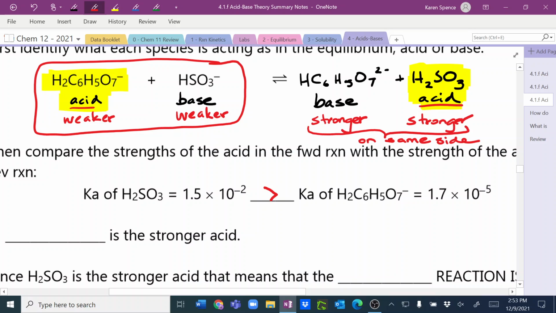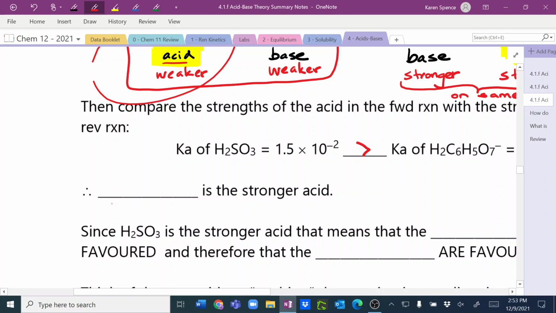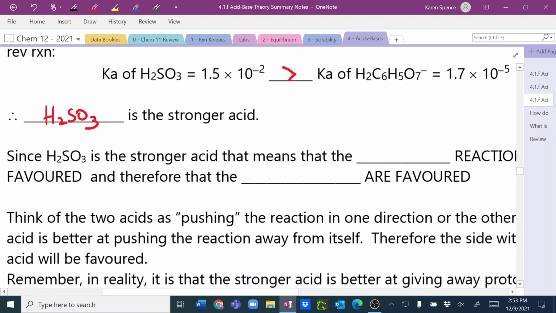HC6 blah blah blah is really good at grabbing onto a proton, and it doesn't let go very easily, so it's going to spend more time in its protonated form because it holds on to it quite tightly, okay? So that's where we're at. So we have H2SO3 is the stronger acid. Since H2SO3 is the stronger acid, that means that the reverse reaction is favored, and therefore the reactants are favored.